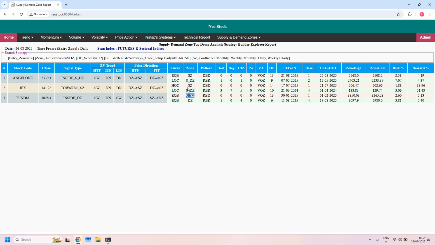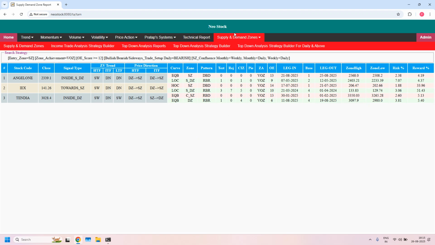So that means these daily supply zones overlapped with weekly supply zone, both together again overlapped with monthly supply zone. But monthly trend is sideways. HTF trend is sideways in all stocks. Sideways trend EMA confluence does not give any advantage. So this is about bearish trade setup for monthly income trade. Next, let us generate weekly income trade reports.